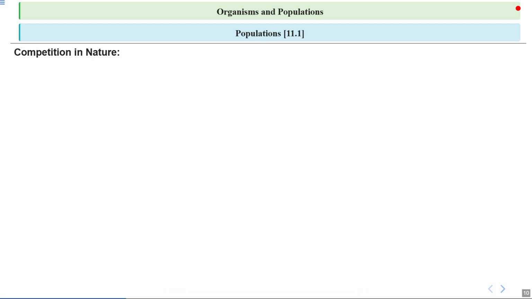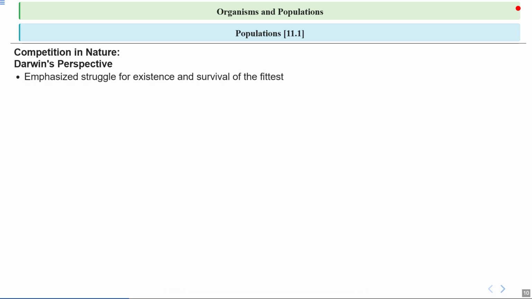Okay, let's talk about competition in nature. Let's talk about Darwin's perspective on competition. Darwin talked about struggle for existence and survival of the fittest. So he emphasized struggle for existence and survival of the fittest. He considered interspecific competition as vital for organic evolution.